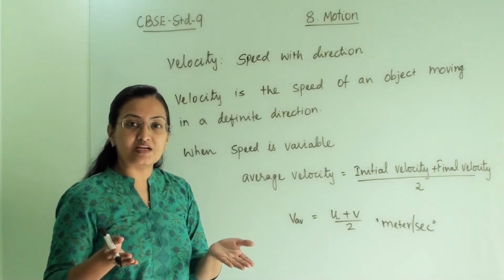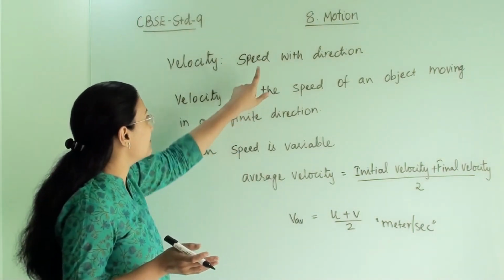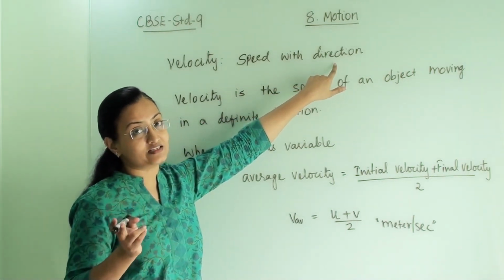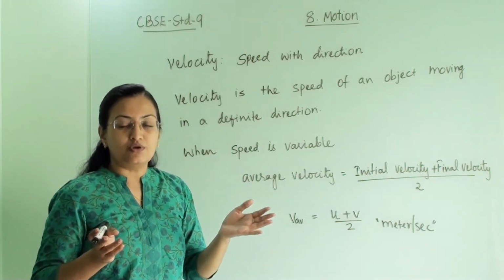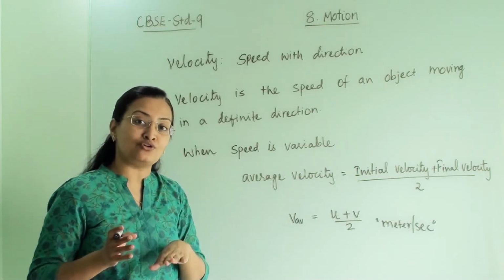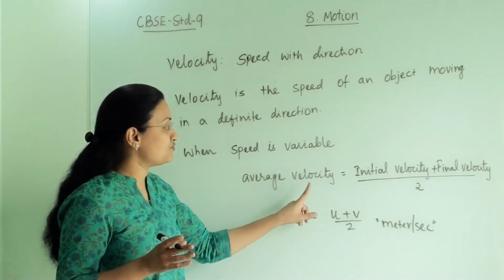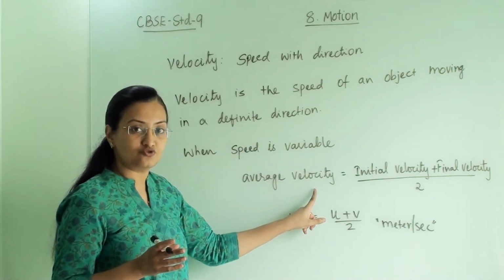Now what is our speed? Distance covered in total time. So that is speed, and when speed is coming along with a direction, then that is a velocity. Now speed can be variable because sometimes speed is uniform and sometimes speed is non-uniform. So in that case, we can take average velocity. So when the speed is variable, we can take average velocity.